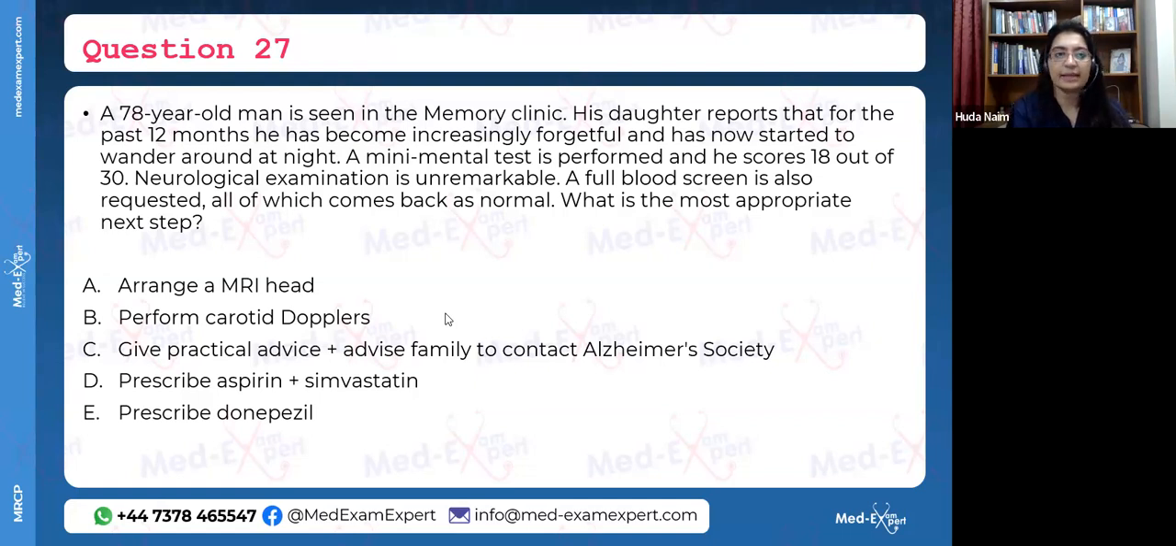Think about it, make a guess. It's an approach to a patient who's presented to the memory clinic. He's becoming forgetful. He has some kind of dementia. Neurological examination is okay. Blood tests are also fine. What would you like to do? How would you manage this patient? People who are saying A, why are they saying A? And those who are saying E, why are they saying E?